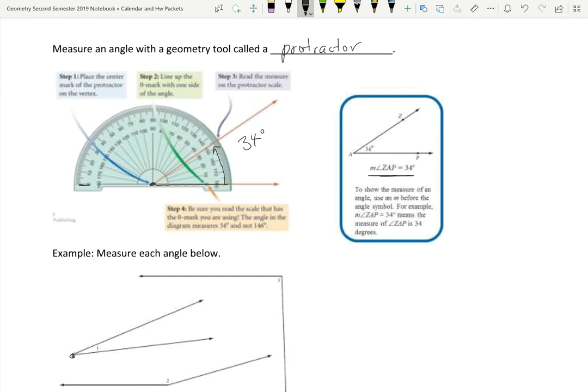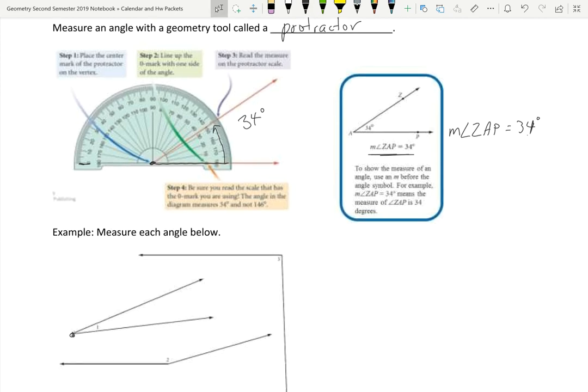Well, you'll notice here, you don't write angle ZAP equals 34 because that angle is a figure, right? And if it's figures, you don't use equal, you use congruence. So if you want to say equal, you have to put an M in front of it and say you're referring to the measure of that angle, and that's what is 34 degrees.